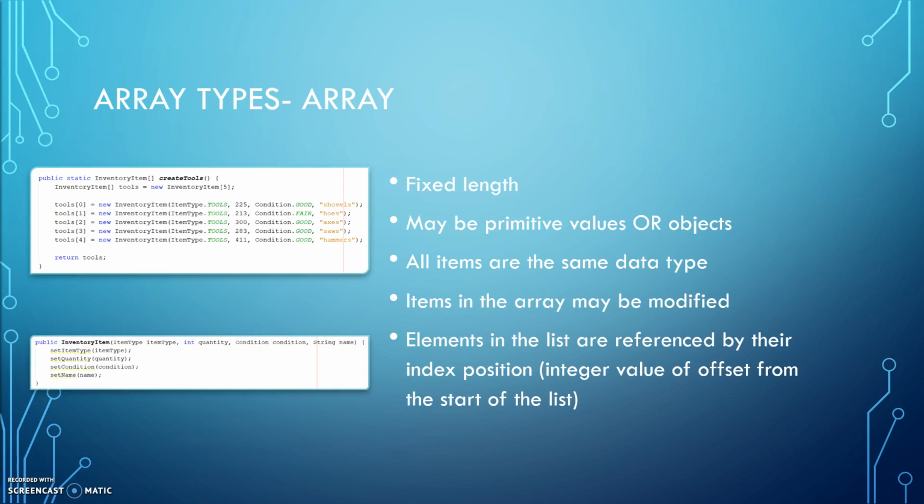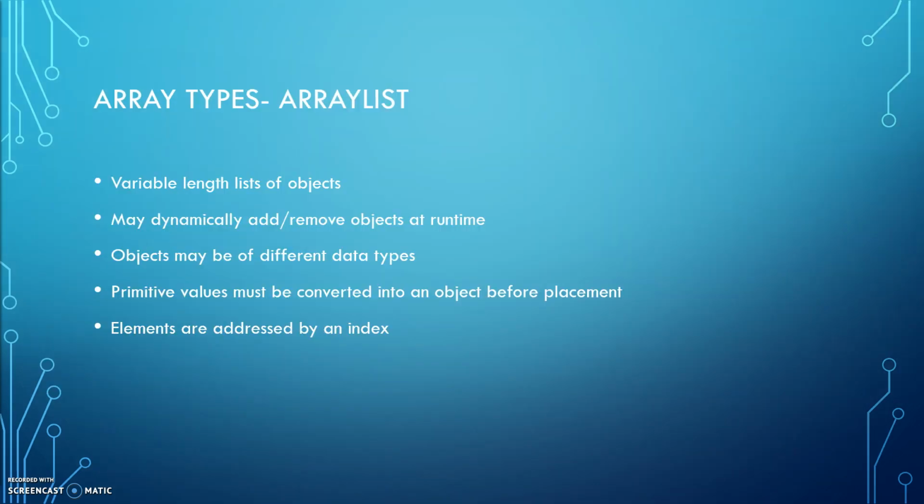And enum and array, because they're fixed length, they're more efficient because memory is allocated for all members in the list at creation time. So if that's important and you know you have a fixed length, you want to use either an array or an enum.